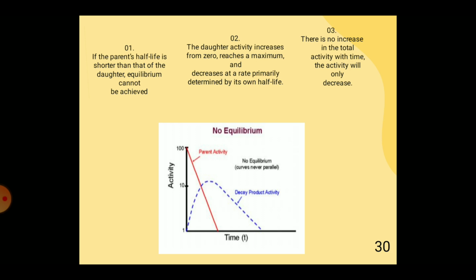The daughter activity increases from 0, reaches a maximum, and decreases at a rate primarily determined by its own half-life. We can see that it is increasing from 0 and then after reaching the maximum, it approaches the x-axis, which shows that the activity is decreasing. And there is no increase in the total activity with time. The activity will only decrease. That is, there is no equilibrium, there is no increase in the activity, it shows only a decrease in the activity. So that's all I wanted to discuss with all of you.